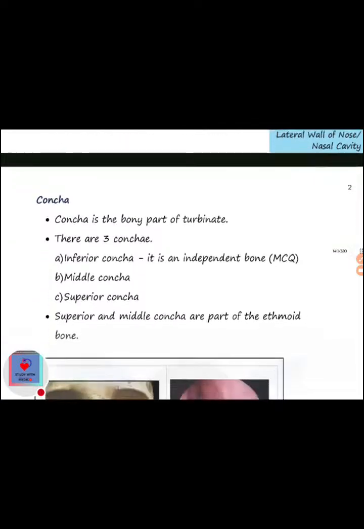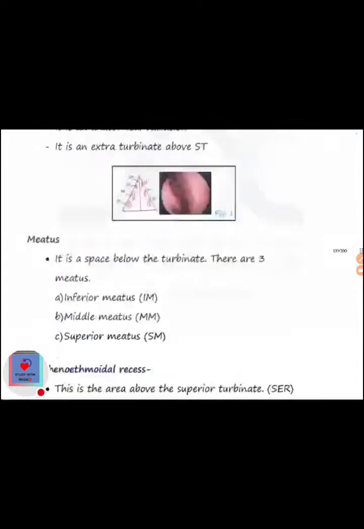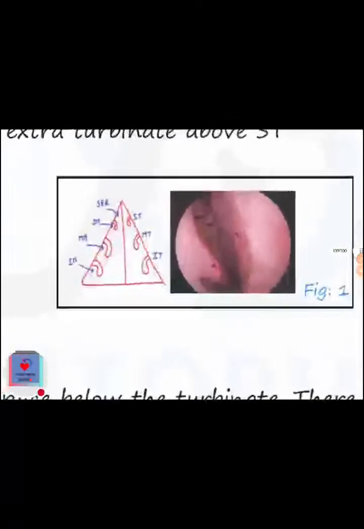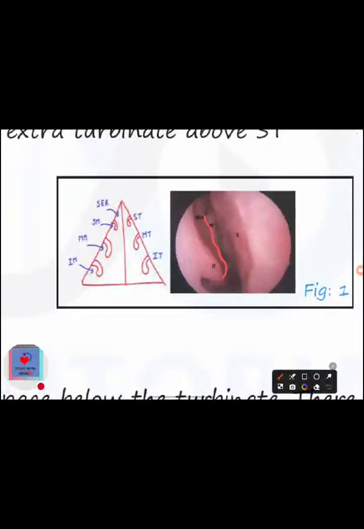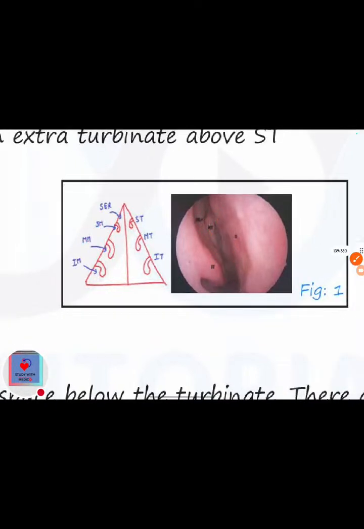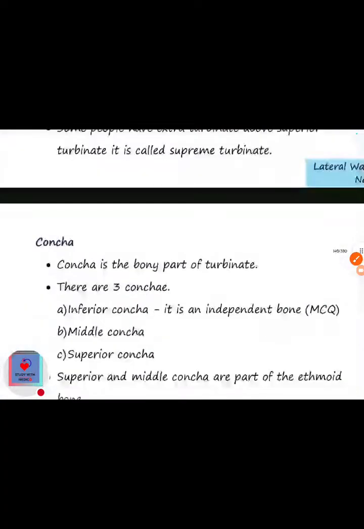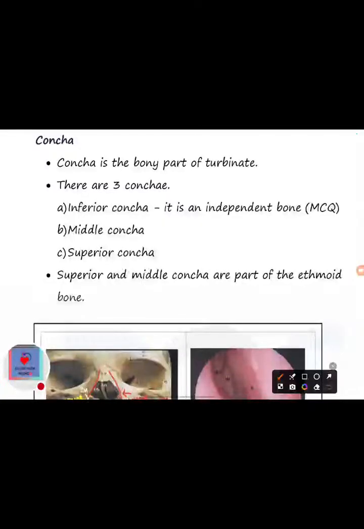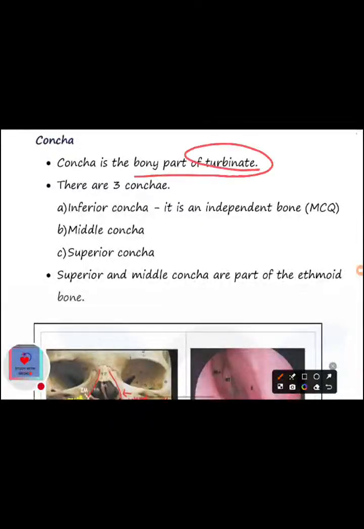Once again, if you see, this is the turbinate, and you can see a space between. Below each turbinate you have a meatus, and above the superior turbinate you have the sphenoethmoidal recess, not a turbinate. What is concha? Concha is the bony part of the turbinate, because I said the turbinates are made up of bone and mucosa. So there are three concha: inferior concha, middle concha, superior concha.